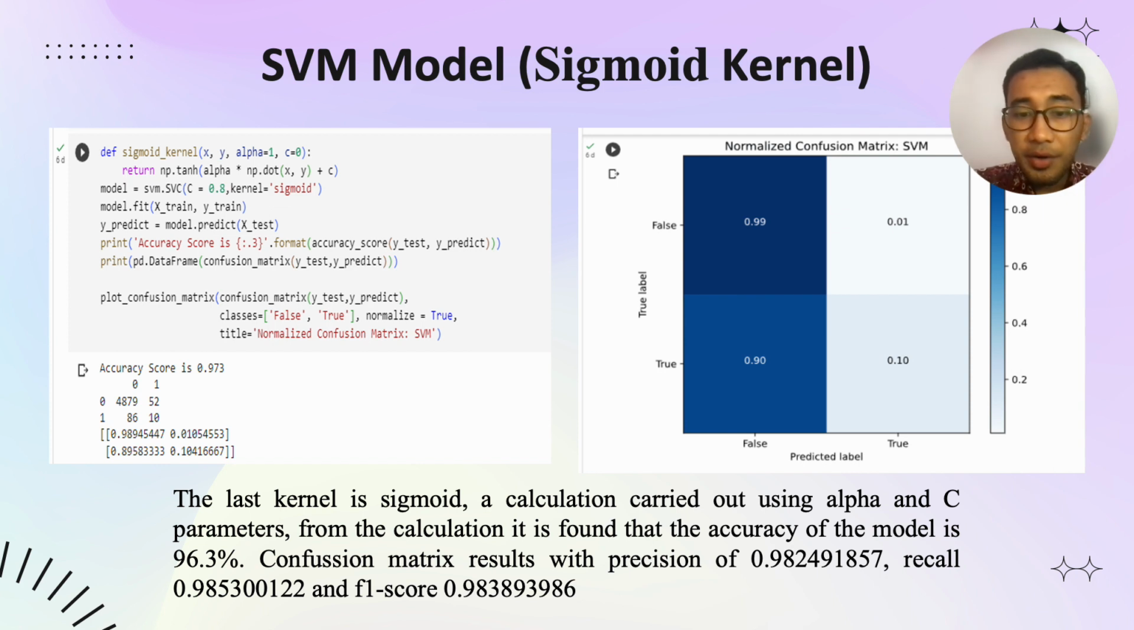And the last kernel is sigmoid, a calculation carried out using alpha and C parameters. From the calculation, it is found that the accuracy of the model is 96.3%, as in the figure on the left. That accuracy score is 0.9973. The confusion matrix result has a precision of 0.982, recall of 0.985, and F1 score of 0.983.